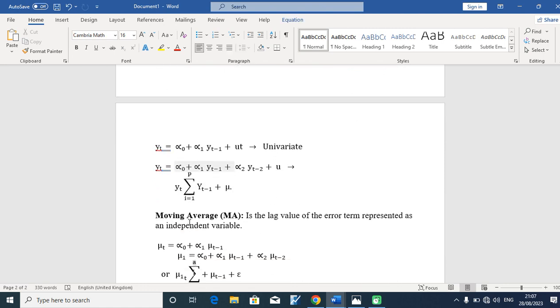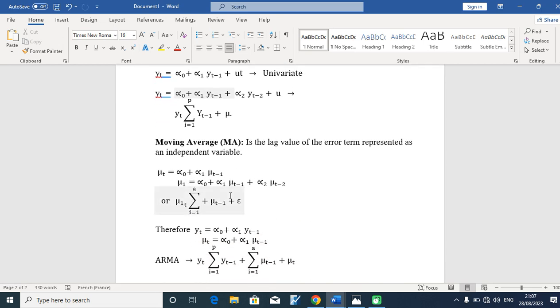Then in the moving average section, we have the MA. The MA is a moving average, and it has to do with the use of the error term. The error term is always known as ut. When the previous value of the error term is used to model the present value of the error term, at that level we say that we have modeled a moving average.